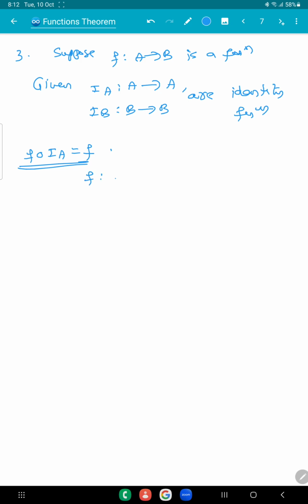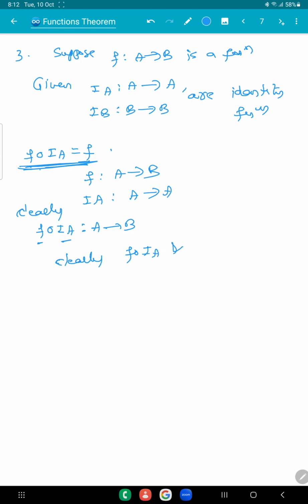So F is from A to B, right? And I_A is from A to A only. So now consider F ∘ I_A, a composite function from A to the codomain B. We need to show that this one is equal to F. To prove that two functions are equal, the domain should be equal, right? Clearly F ∘ I_A and F have the same domain A.